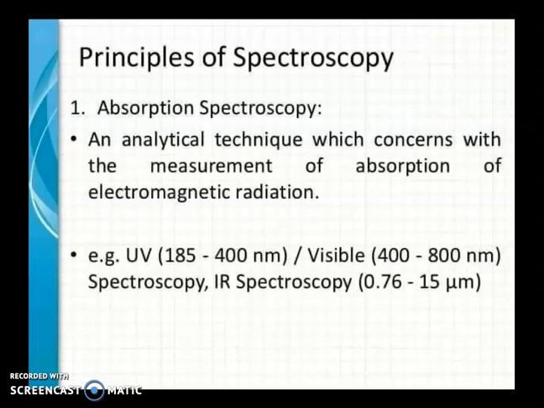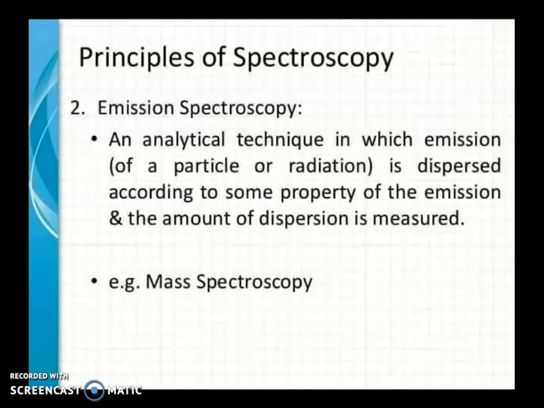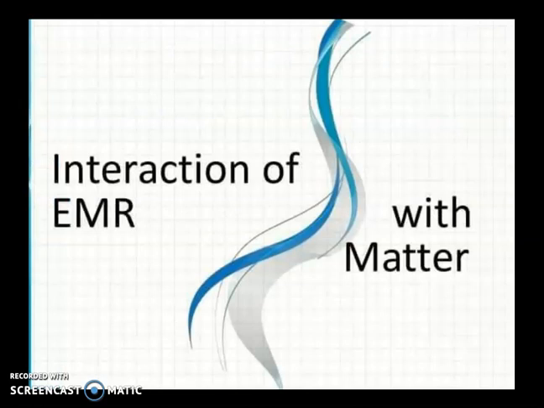Absorption spectroscopy is an analytical technique which is concerned with the measurement of absorption of electromagnetic radiation. UV is 185 to 400 nanometer, visible is 400 to 800 nanometer, and IR spectroscopy has a different range. Emission spectroscopy is an analytical technique in which the emission of a particle or radiation is dispersed according to some property of the emission. The amount of dispersion is measured, for example mass spectrometry.